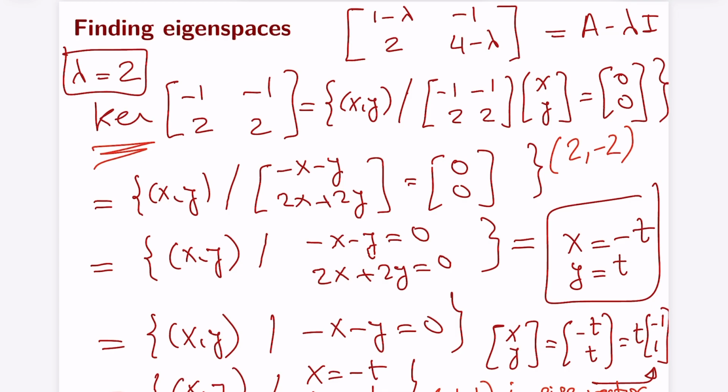The eigenvectors are all of them except 0, 0. So minus 1, 1 is an eigenvector, 2, minus 2 is another eigenvector, and put t equal 25, you will get minus 25, 25, another eigenvector. All these eigenvectors I'm mentioning are associated to the eigenvalue lambda equal 2. If you want to calculate for the other eigenvalue, you have to do it again.